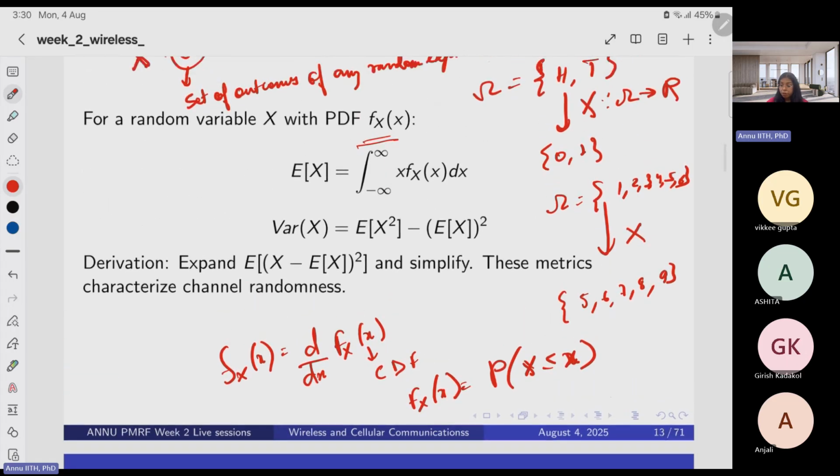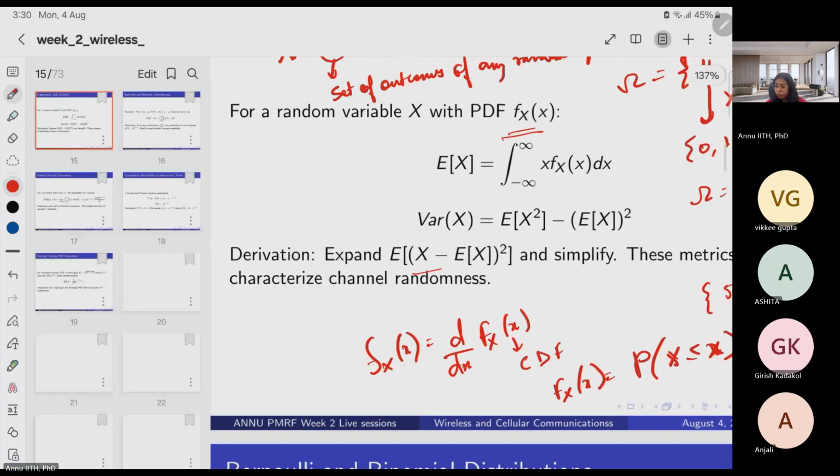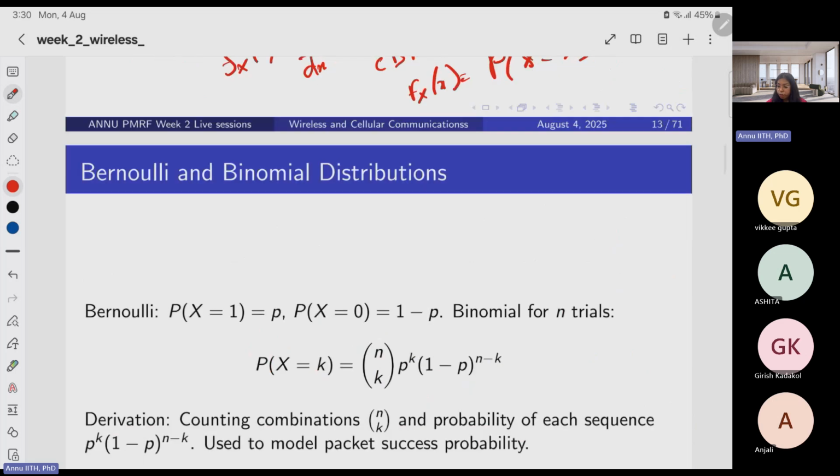So the expectation of X is the integral from minus infinity to infinity of x f(x) dx. And the variance is E[X squared] minus (E[X]) squared. Expanding this will give that value. Shall I expand it for you? It's okay, I will not do that.